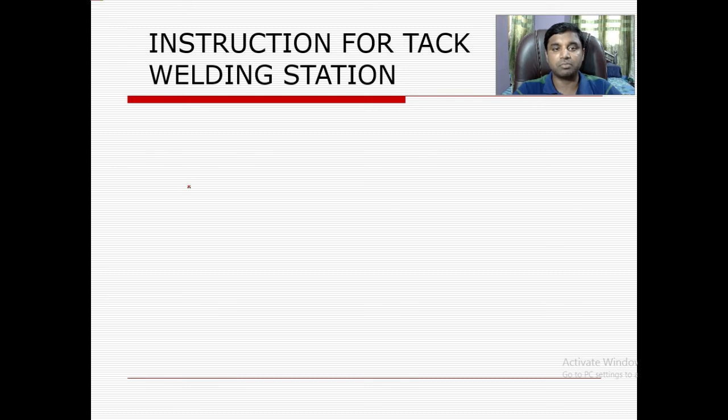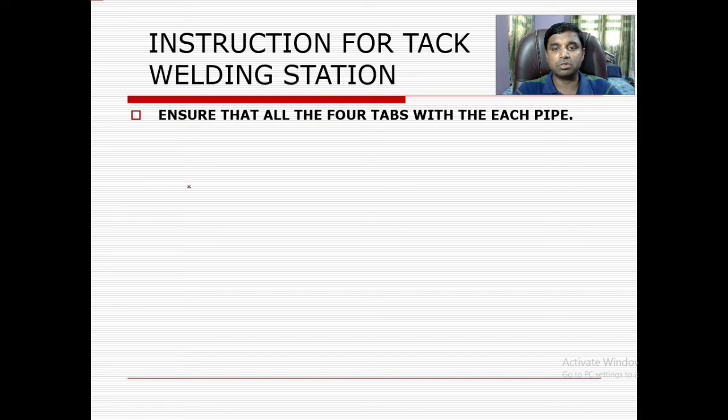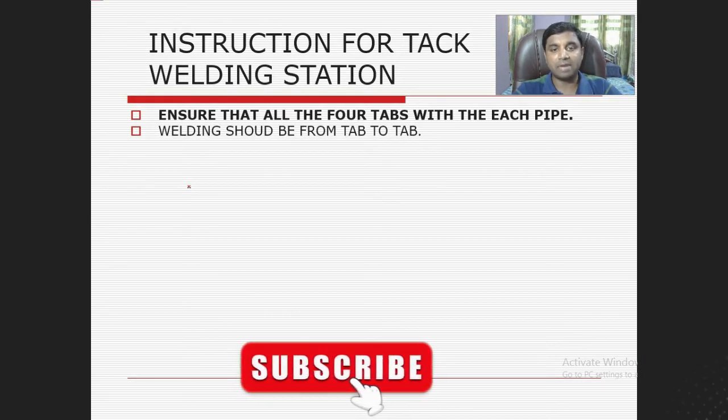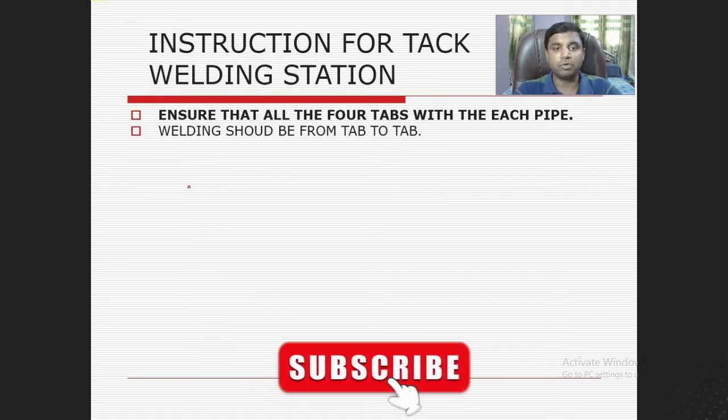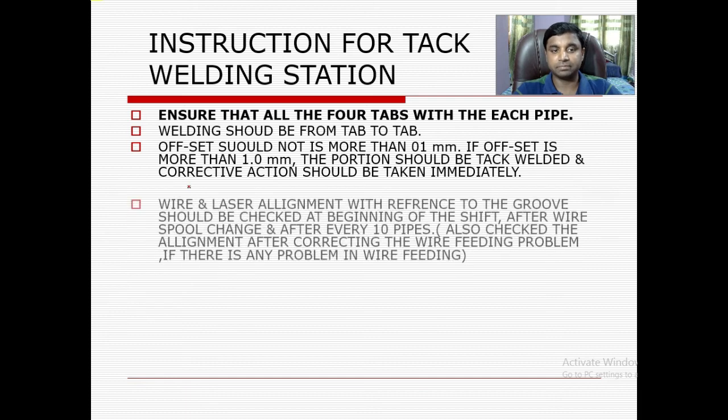Now, instruction for the tack welding station. What will be the instruction for that? Ensure that all 4 tacks are engaged with each pipe. Welding should be from tack to tack. Offset should not be more than 1 mm. If there is an offset of more than 1 mm, then that portion should go for tack welding, and corrective action should be taken immediately.